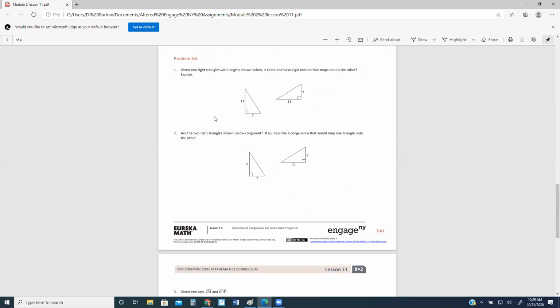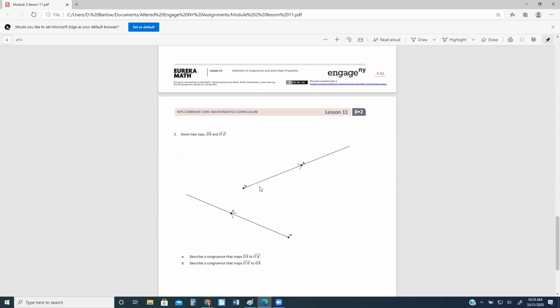And then we've got two right angles with lengths shown below. Is there one basic rigid motion that maps one to the other? So here's the question: can you do this in one motion? I don't know. I actually do know, but I'm not going to tell you. But can you do it in one motion? And then we've got the same two right angles. If you can't do it in one motion, can you do it in two or three? And how would you do that, right? Tell me how you would do it.